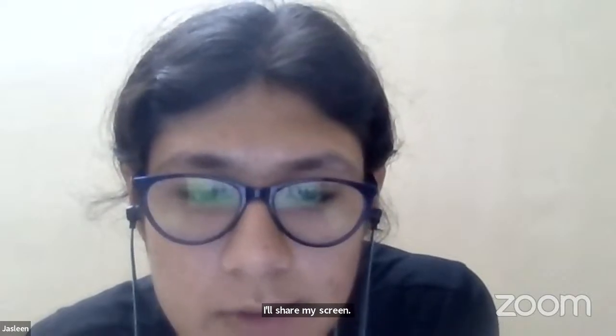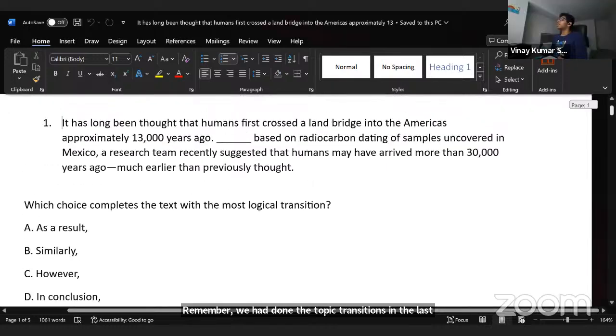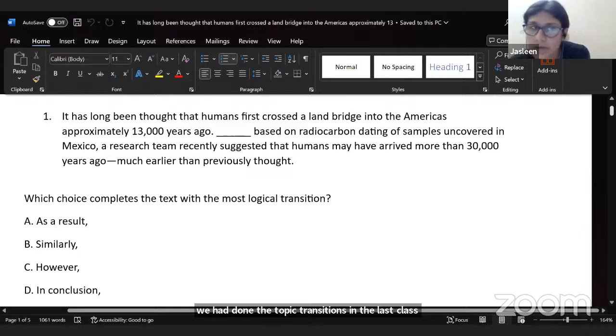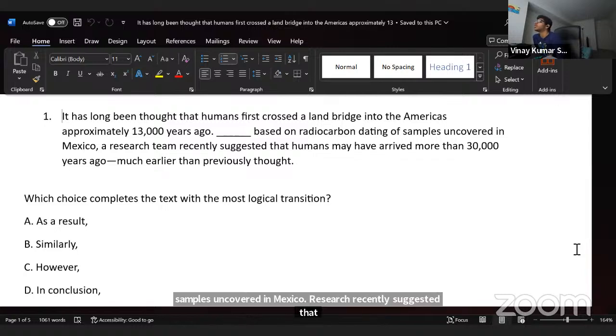Okay, so here I have some extra questions for transitions. You remember we had done the topic transitions in the last class? Yeah. Okay, so now let us solve these questions together. Read the question. It has long been thought that humans first crossed the land bridge into the Americas approximately 13,000 years ago, based on radiocarbon dating of samples uncovered in Mexico. Research recently suggested that humans may have arrived more than 30,000 years ago, much earlier than previously thought.